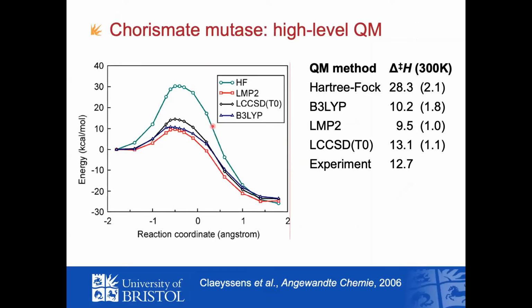And then just to highlight some other work on chorismate mutase. I won't spend too long on this. This is just to point out that this is the first enzyme really for which we tried to go to a very high level of accuracy. By we, I mean the group in Bristol. I did this later myself during my PhD for a different enzyme.